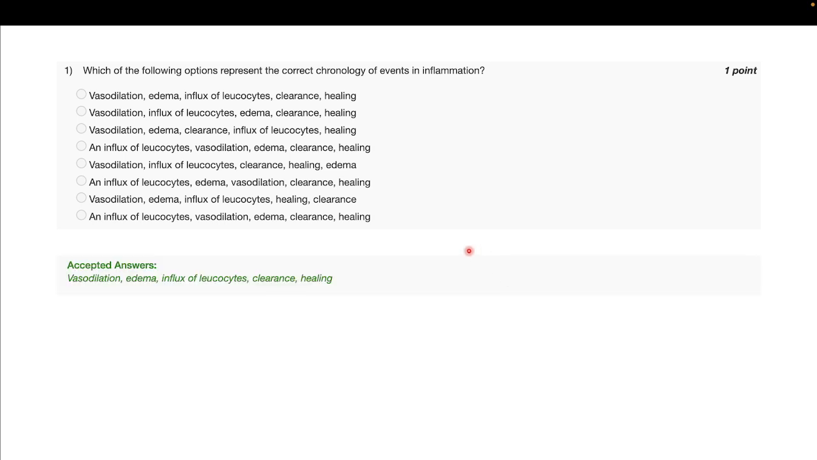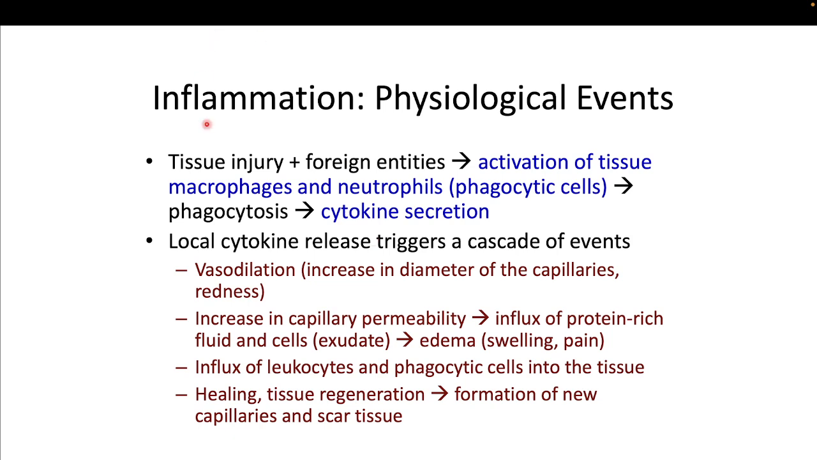The correct answer is actually option 1. So as I said, inflammation is a cascade of events, right? So there are specific events happening one after the other. What happens first is, whenever there's a tissue injury or any foreign entity present, your tissue macrophages become activated, and they secrete a lot of cytokines. These cytokines have a very specific function. First of all, they cause a process known as vasodilation. This is nothing but an increase in the diameter of the capillaries.